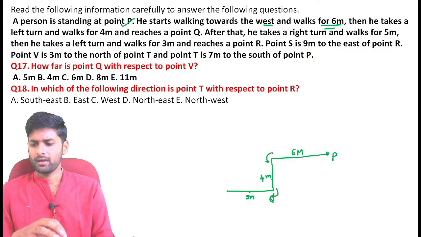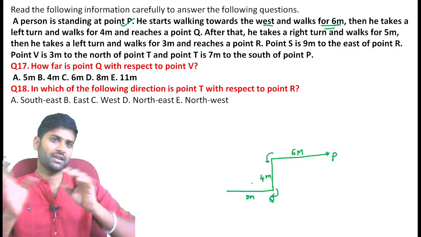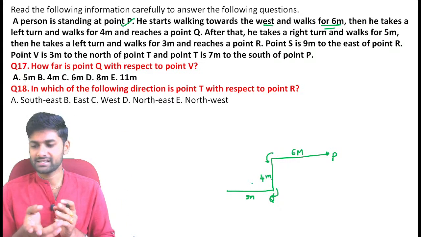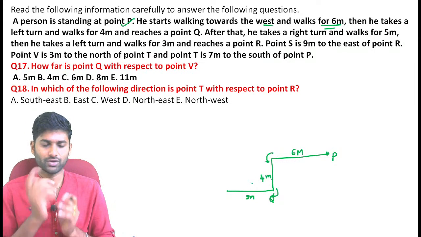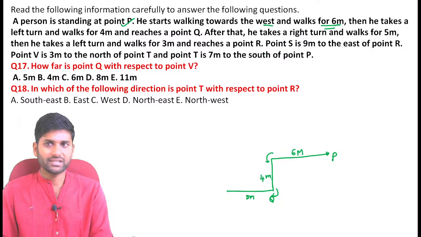Just remember, every anti-clockwise is a left turn and clockwise is a right turn. That is better for you guys. Don't compare again and again yourself which one is right and which one is left. You just directly consider clockwise and anti-clockwise. Then you can make an easy diagram. Now see, he travels 5 meters.